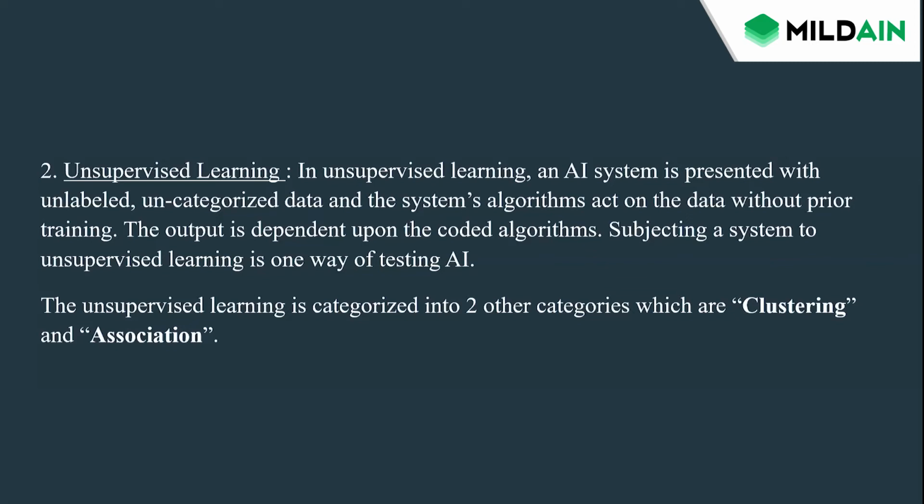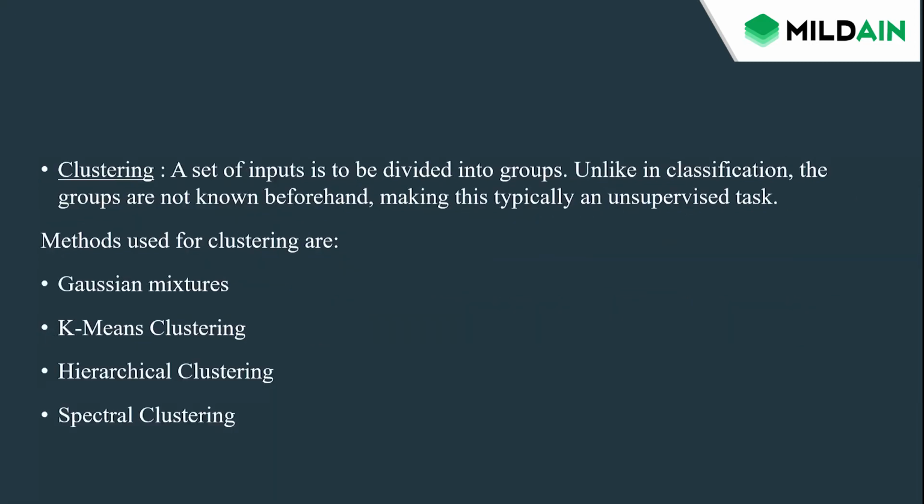Now, this is unsupervised learning. Clustering: a set of inputs is divided into groups. Unlike classification, the groups are not known. We don't know how many groups are required, we'll just keep on making them, based on the type of input that we are providing. The groups are not known beforehand, making this typically an unsupervised task.